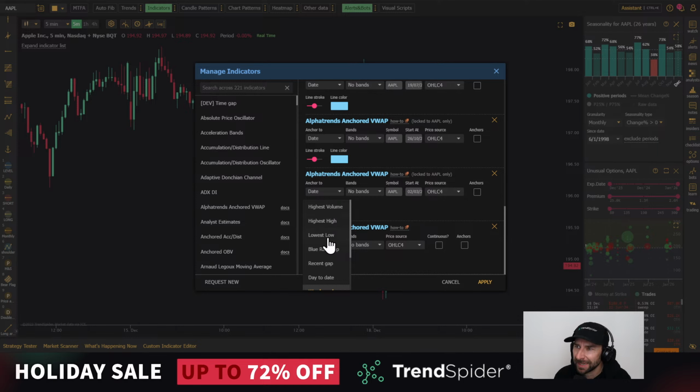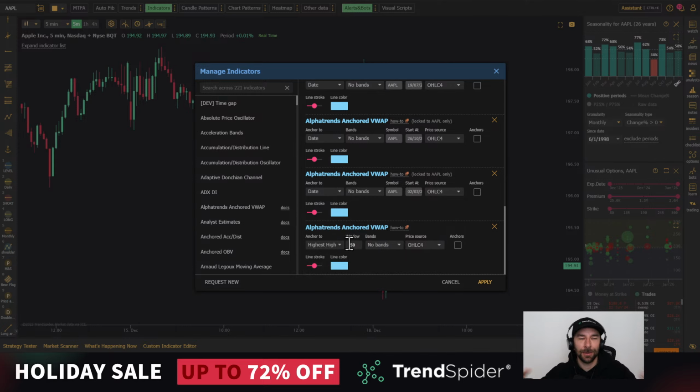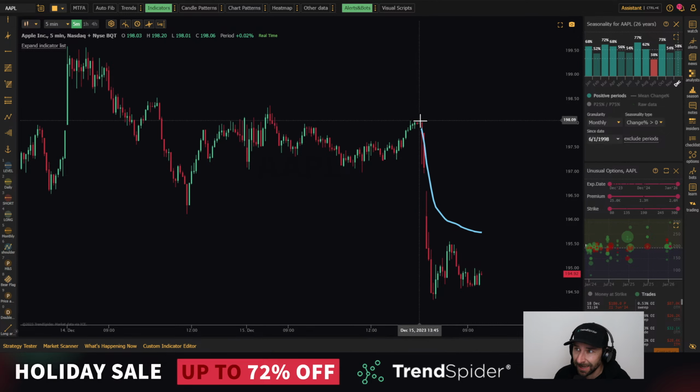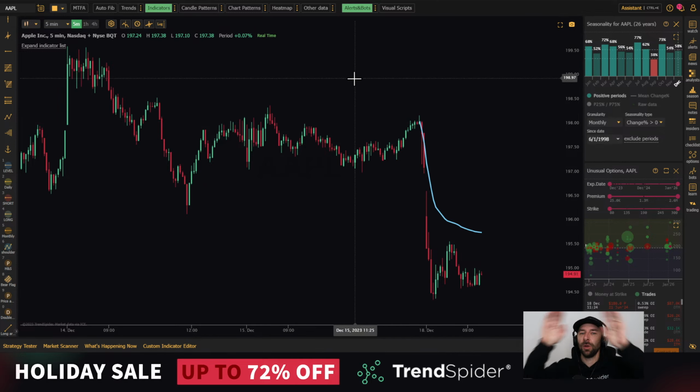The other ones, highest volume, highest high, lowest low, blue raindrop, recent gap, are all based off of a candle window. How do you define the highest high or the lowest low? You define that by using a candle window. This window can be set from 1 to 300. It says it right here. Essentially the way it works, let's say you have it set to 50. It's going to anchor to the nearest highest high that has a 50 candle window. A window is defined from left to right, all the way around the candle. So 50 candles around the highest high candle, 25 to the left, 25 to the right.